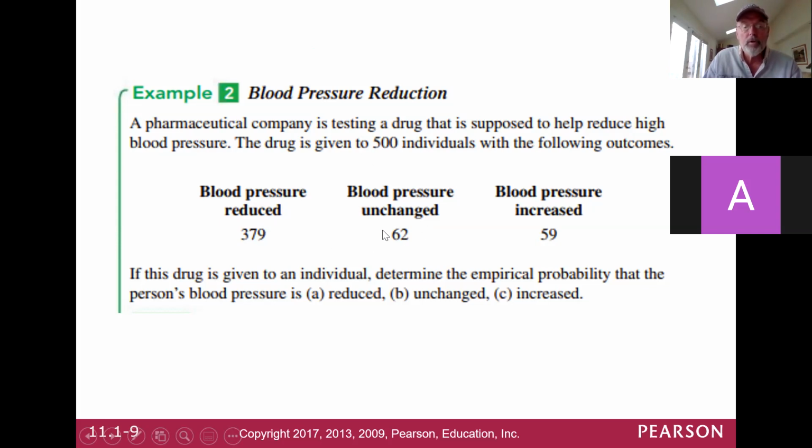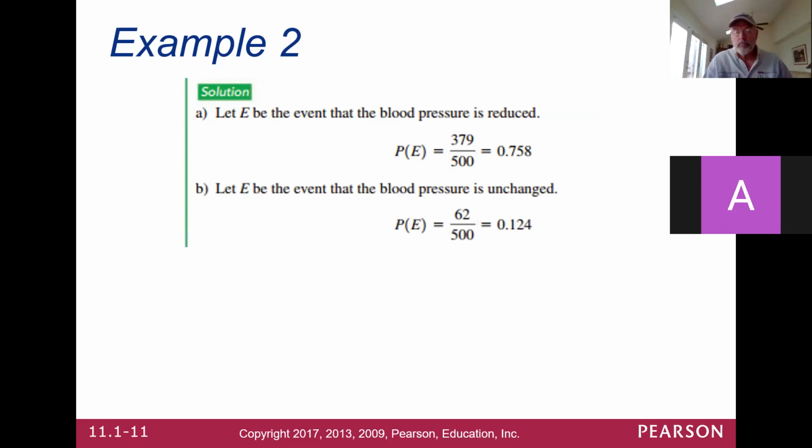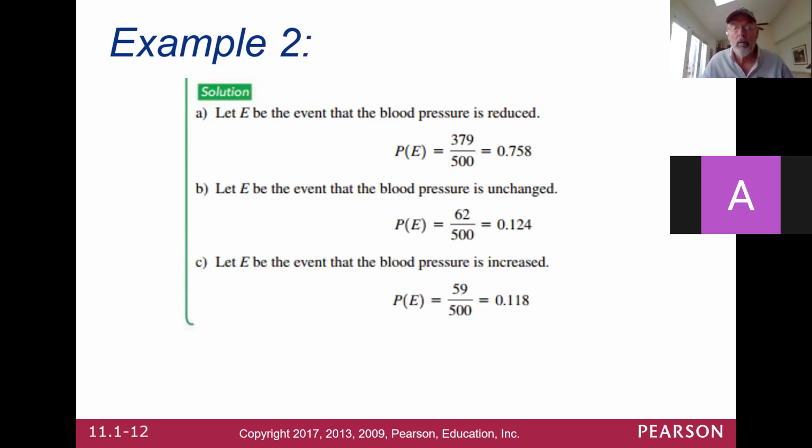Of course, you would do the same thing for B, which is unchanged. The same thing here, 59 over 500, will give us a probability of around 10% or 0.1. So here are the solutions, and those are different probabilities. Questions about that?